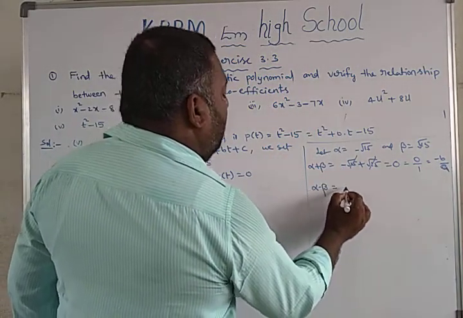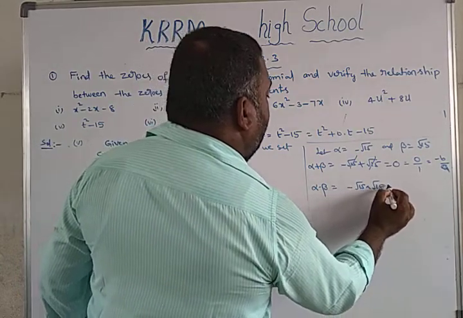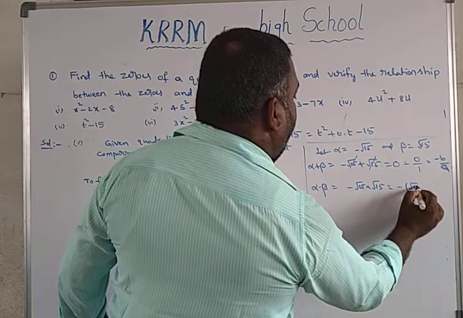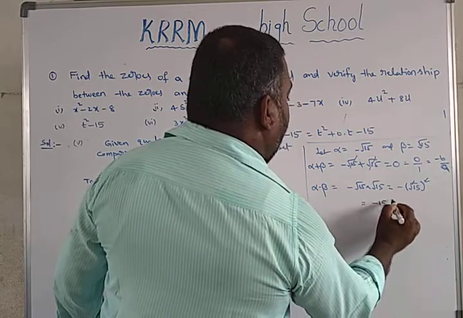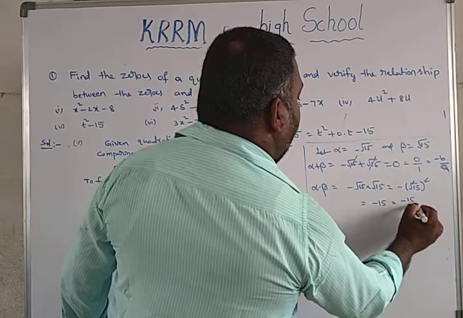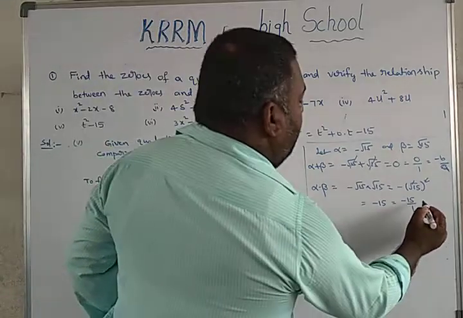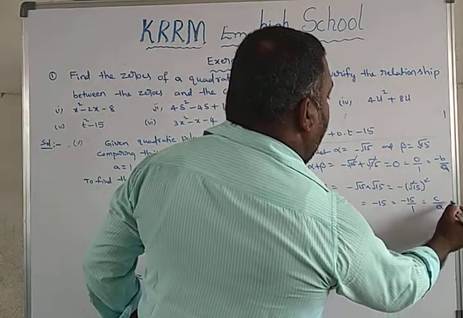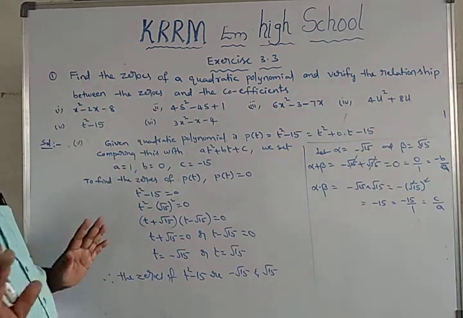Alpha into beta: minus root 15 into root 15, which is equal to minus of root 15 whole square. The square and square root cancel, which is equal to minus 15. Minus 15 can be written as minus 15 upon 1, which is equal to c upon a. So this is the relationship between zeros and the coefficients of a polynomial.